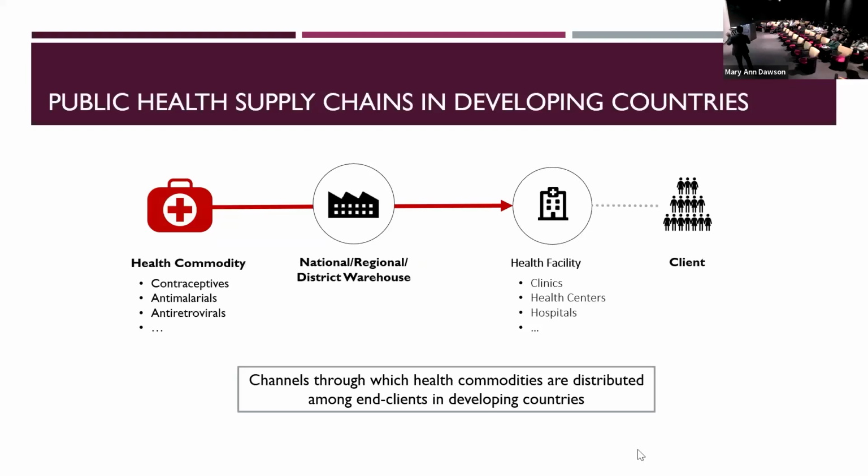Okay, so just to give you some background context, what I thought was it might be useful to start with the structure of public health supply chains in developing countries, right? Because many of us have not been in these countries, so we don't know what exactly the supply chain looks like. So I just want to provide some background context in terms of what these supply chains actually look like.